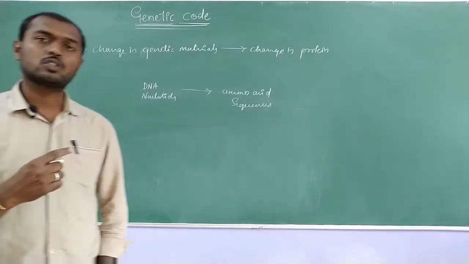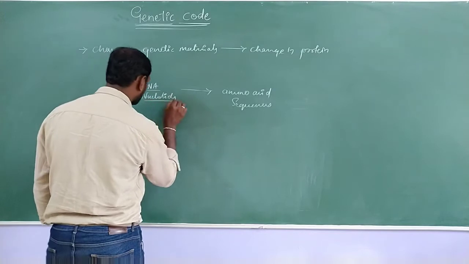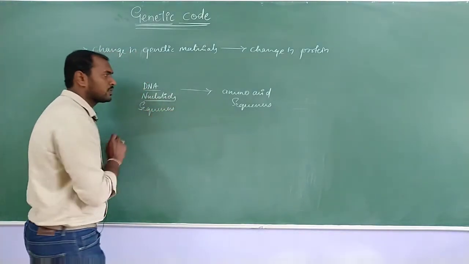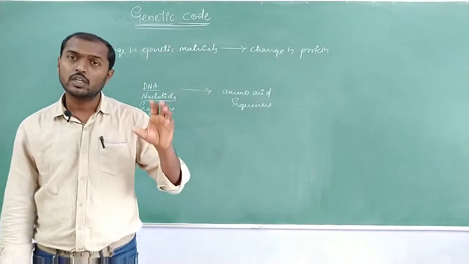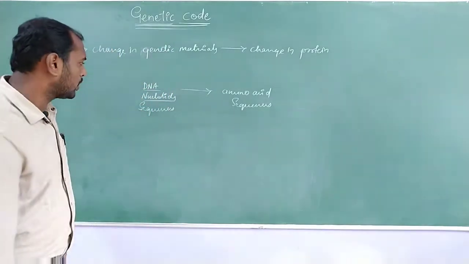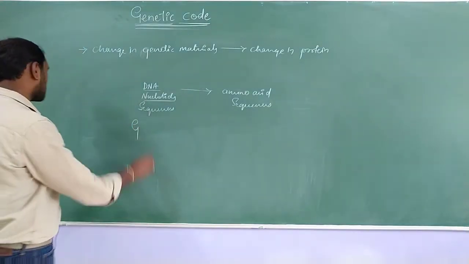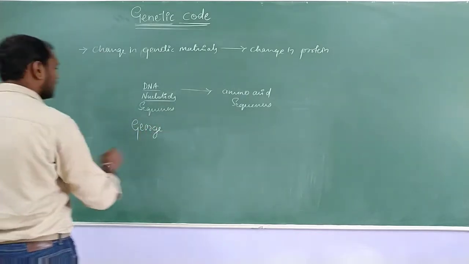ಓಕೆ, ಸೊ what is going to happen actually when there is a change in a DNA nucleotide sequence, okay, sequences, there should be a change in the amino acid. ಈ information ಗೊತ್ತಿತ್ತು. So ಈ particular information ನ ತಗೊಂಡ್ಬಿಟ್ಟು, so one scientist, that is what we call, his name is George Gamow.